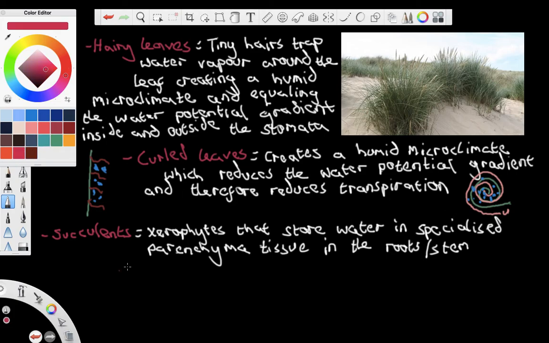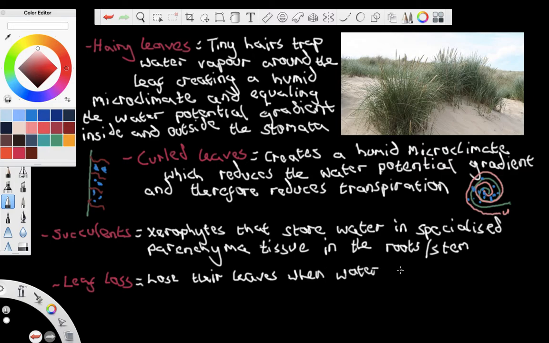Some xerophytes lose their leaves, so leaf loss. What I mean by this is when water availability becomes low, they lose their leaves, therefore have less transpiration. Because remember, transpiration only happens through the stomata of a plant. So leaf loss, we can say they lose their leaves when water levels are low to reduce transpiration.